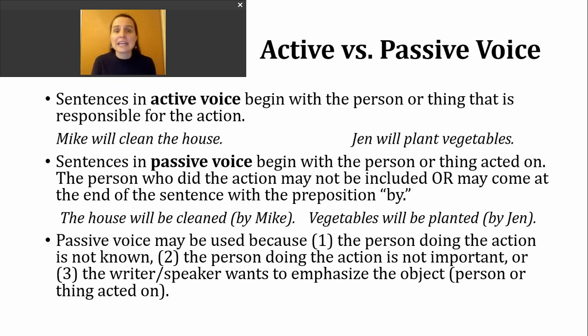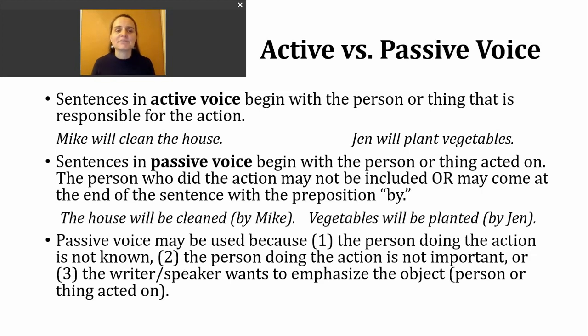Could be for doing it, or if it's an action, a verb I should say, that's not really something you can see being done, we say they are responsible for it. So let me give you two examples of simple future active voice sentences. Mike will clean the house. Jen will plant vegetables. I know from these two sentences who is responsible for cleaning. It's Mike. I also know who is responsible for planting.